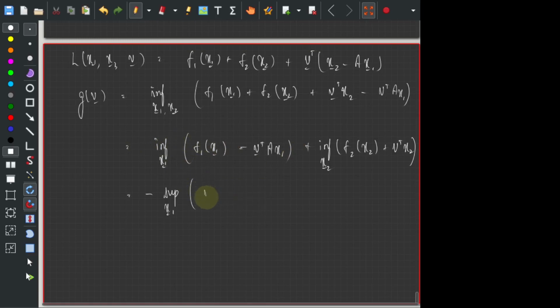So this is equal to v transpose a x1, or let me write this as a transpose v transpose x1 minus f1 of x1, minus the supremum of minus v transpose x2 minus f2 of x2.